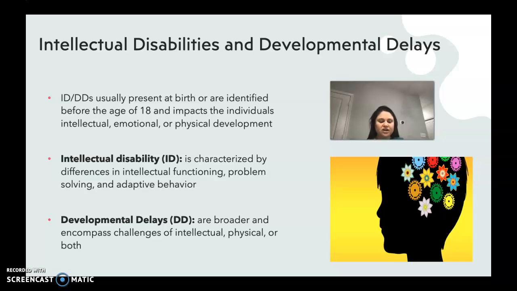The transition of an adolescent with intellectual disability or developmental delay is complex because these individuals are expected to undergo the same psychological and social development like a typically developing individual.